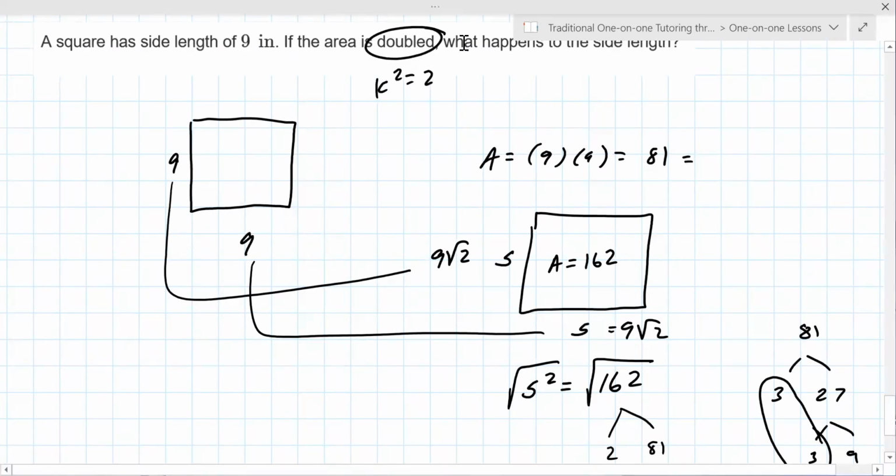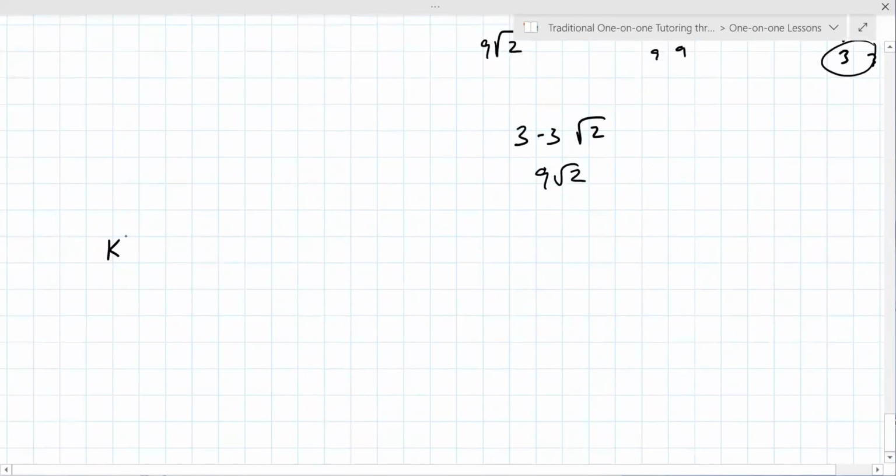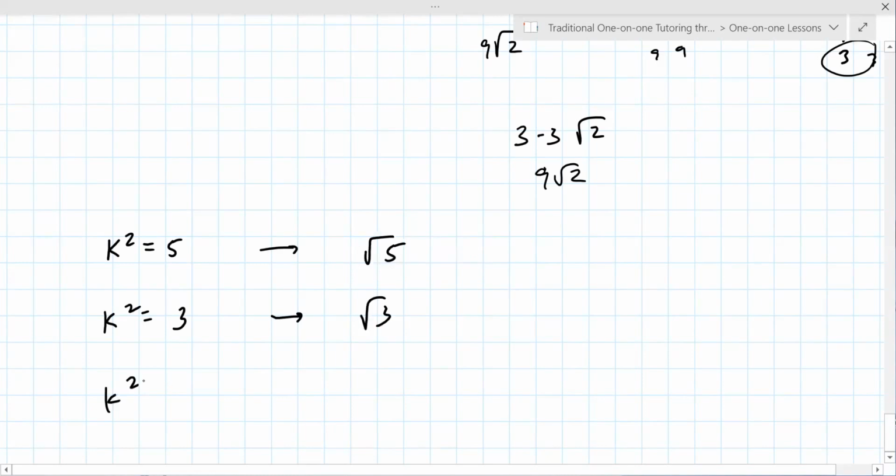Okay, so out of all, here's what we've done so far. Here are the 5 problems. In the first problem, k squared was 5, so k was the square root of 5. In the second problem, k squared was, let me scroll up and look, 3. So it was the square root of 3. And in this problem, k squared was 2, so the square root of 2.